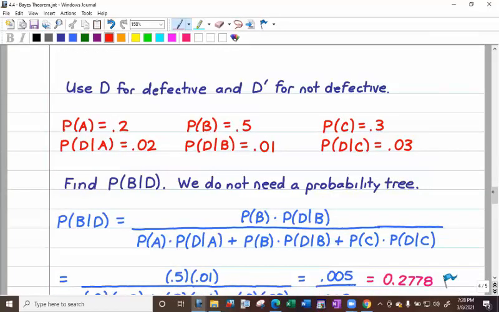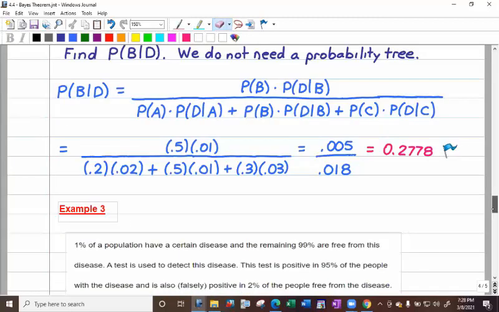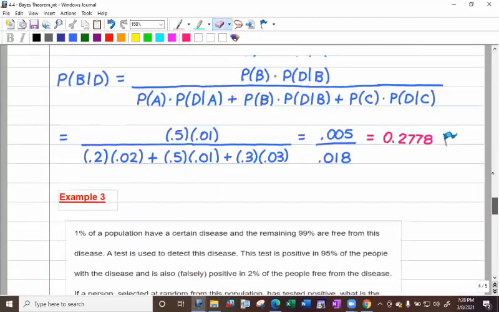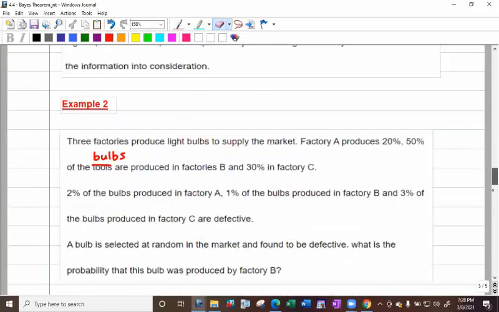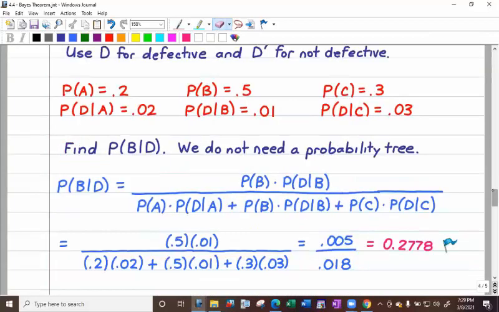Okay, there you go. That's just my choice: D for defective and then D prime for not defective, which means a good bulb. So did I not draw the tree here? I guess I didn't. Where's my tree for this one? That's weird, I wrote it. I just mentioned we didn't really need a tree because it had everything we need right there. But maybe I should just sketch one on my scratch page.